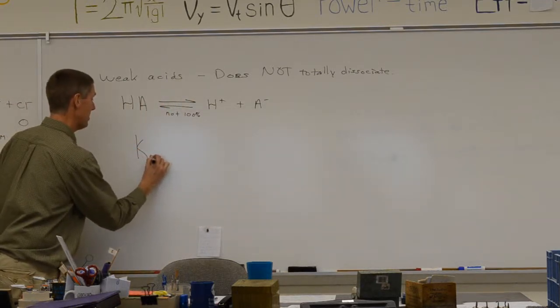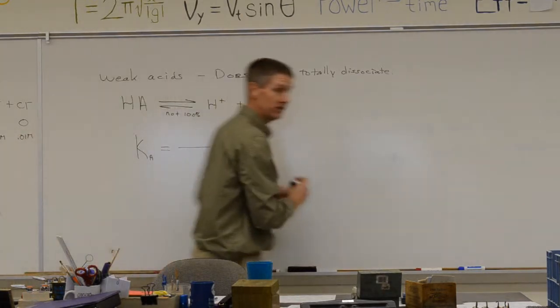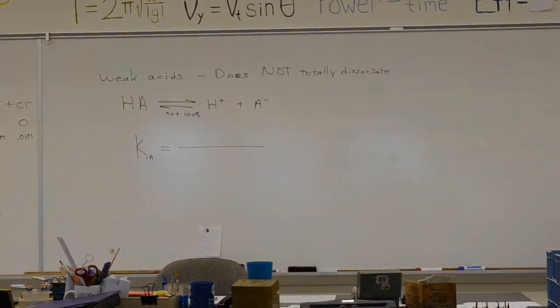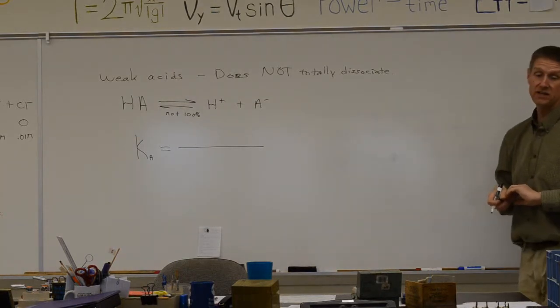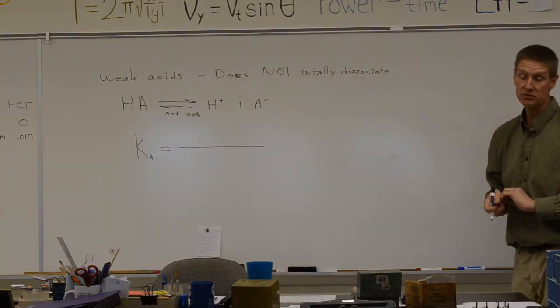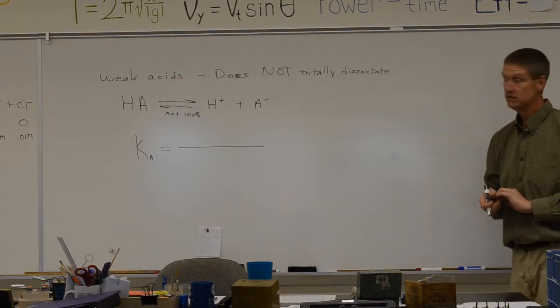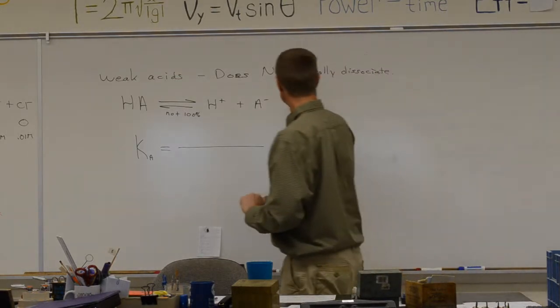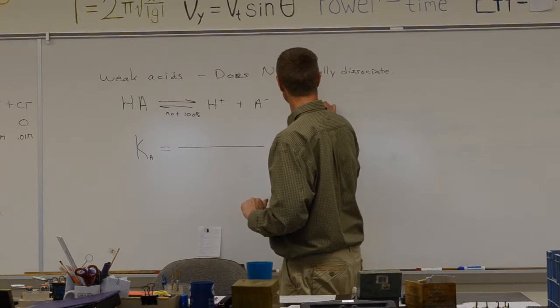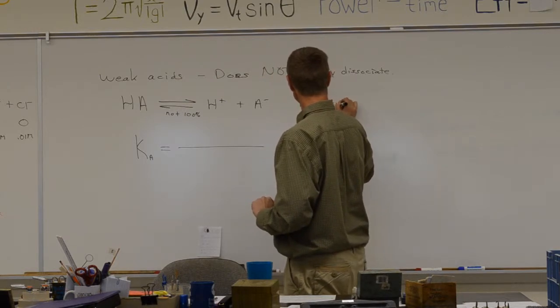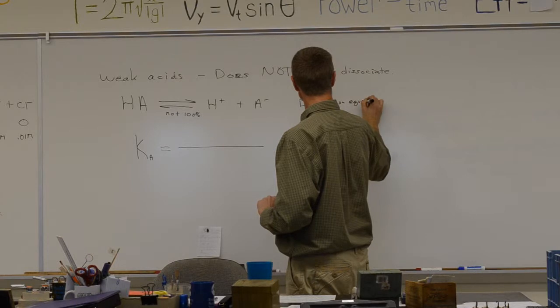So, let's figure out our K. And we have a little addition to our constant today, and that is that this is called the Ka. This is the equilibrium constant for the dissociation of an acid. Okay? This is a dissociation equation. Okay?